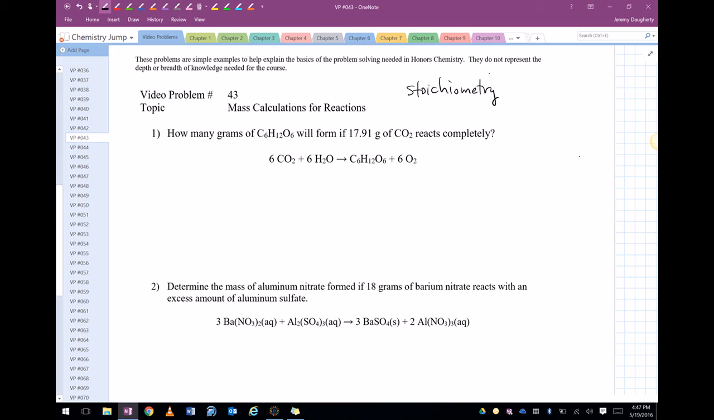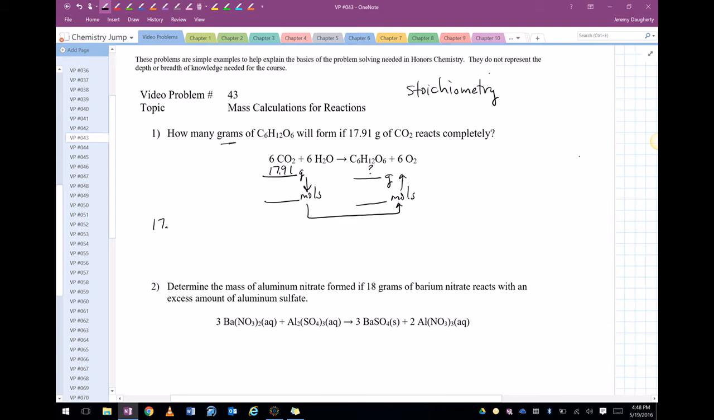With these, I still use the roadmap, and I just go by a simple rule. This says how many grams of C6H12O6, so I'm going to write a line with a G. Anywhere I write a line with a G, I write a line with moles directly underneath it. We have 17.91 grams of carbon dioxide, so that's a line with a G. So I'm going to go from grams to moles, which just uses molar mass, moles to moles, which uses the mole ratio, and then moles to grams, which again uses molar mass. Okay, let's go ahead and get started.